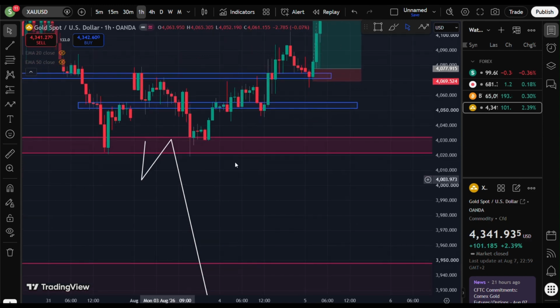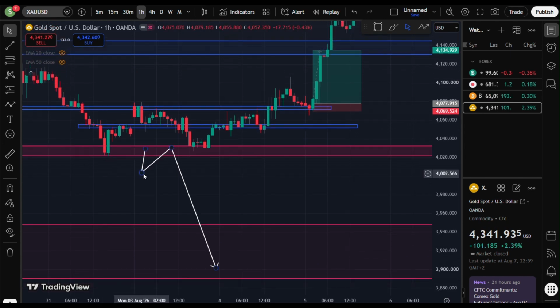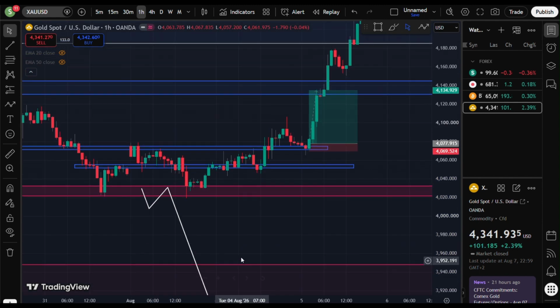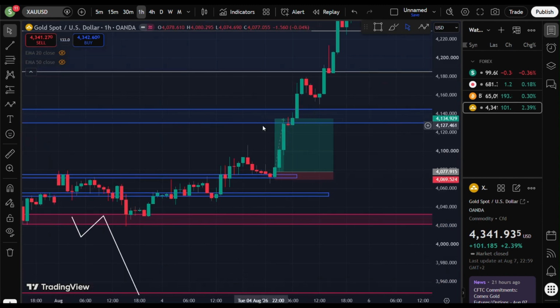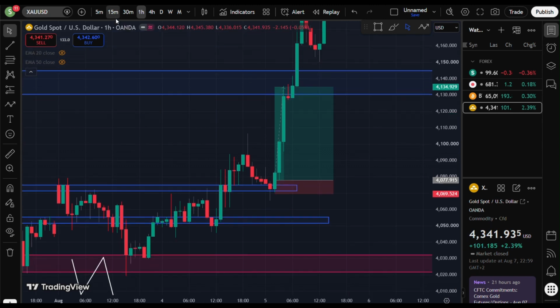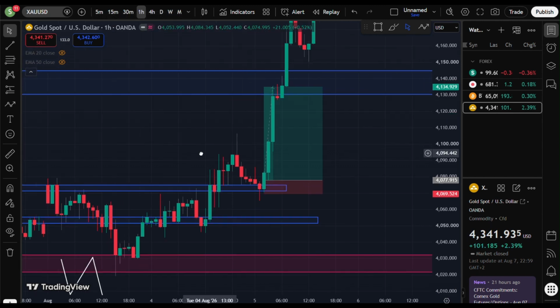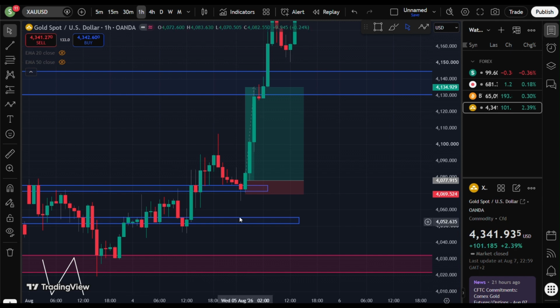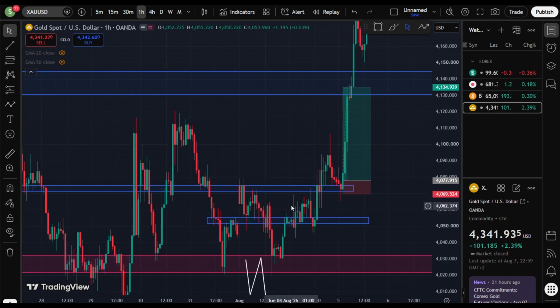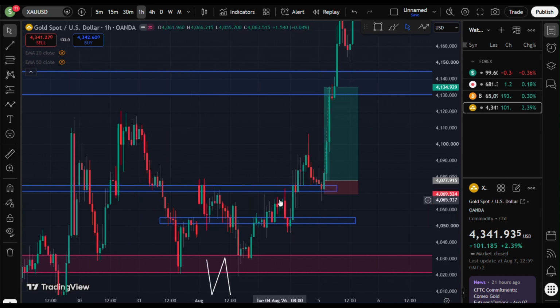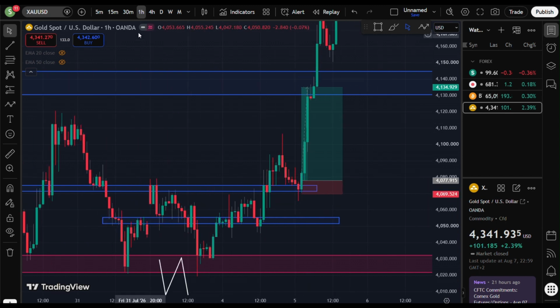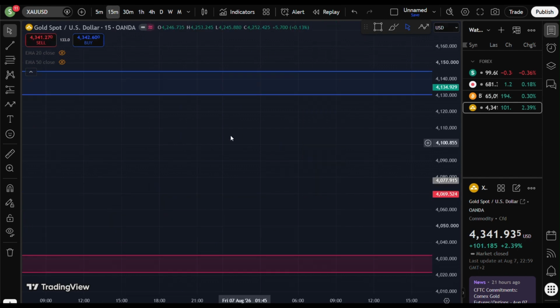If it had broken this support zone, I was going to take a sell. As you can see, this arrow is my thesis. But it didn't, it just went up. And when it went up, since I said that I'm not going to take anything, because as you can see, all this noise, I just sat on my hands.